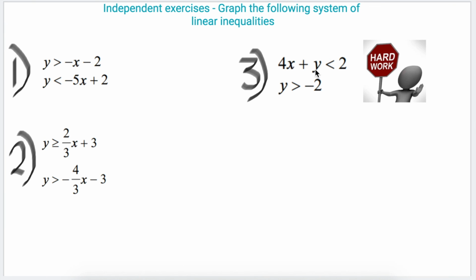So after working on a couple of examples, here are 3 exercises that you should try on your own. The third question here, it's a little bit more challenging than the other 2 questions. But if you have any questions, you can always go backwards in the video, watch it again, and then try the third question. The third question, you'll have to solve the first inequality before you can graph it. Good luck.